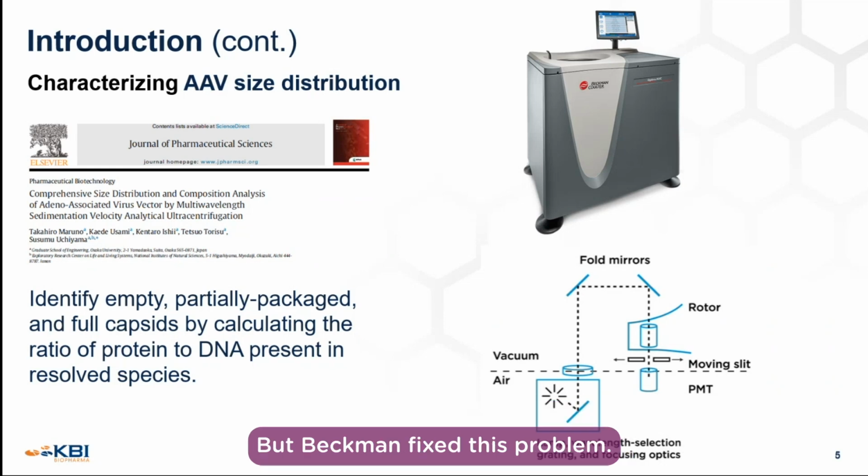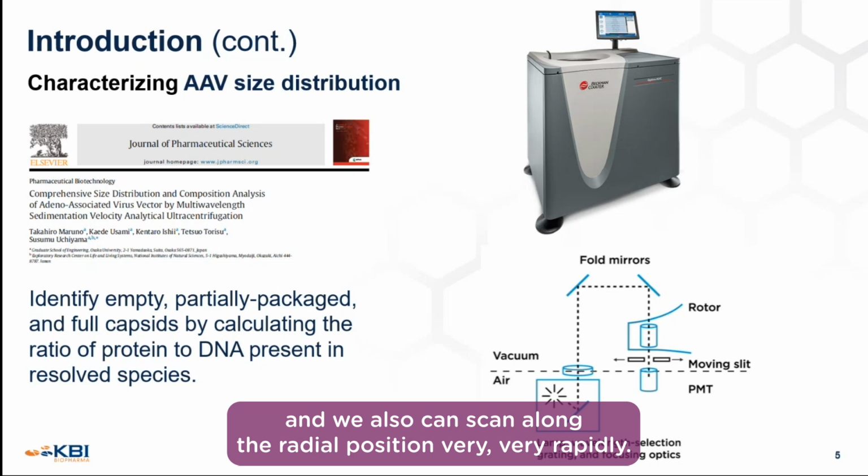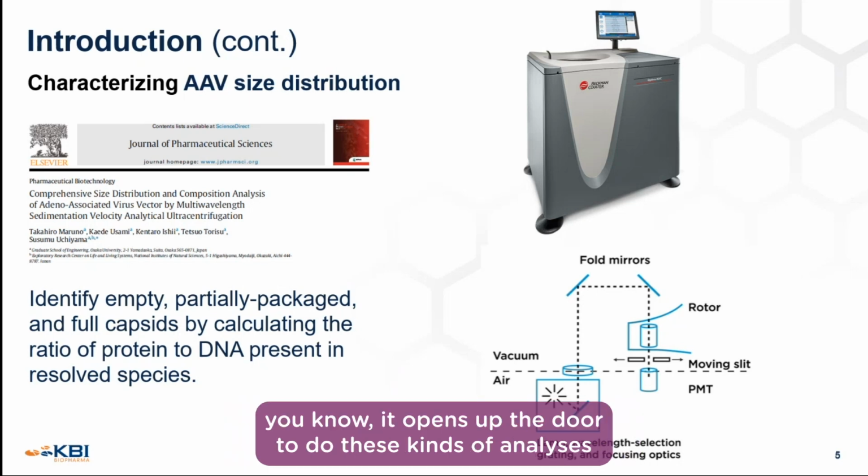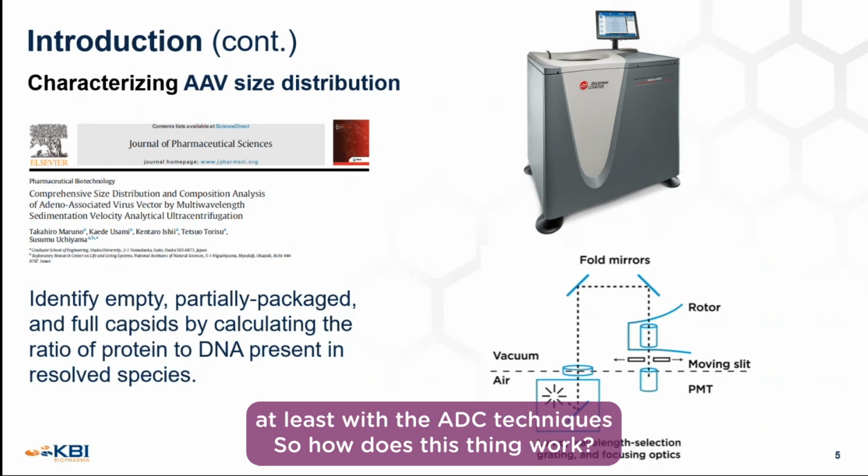But Beckman fixed this problem. We now have very good precision for wavelength selection, and we also can scan along the radial position very, very rapidly. So this now opens up the door to do these kinds of analyses with some kind of reasonable throughput, at least for the AUC technique. So how does this thing work?